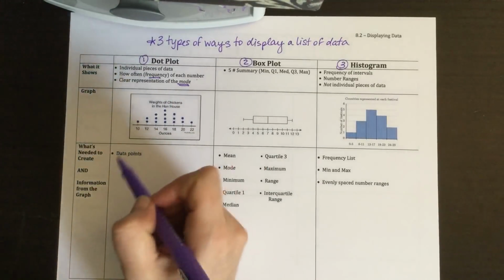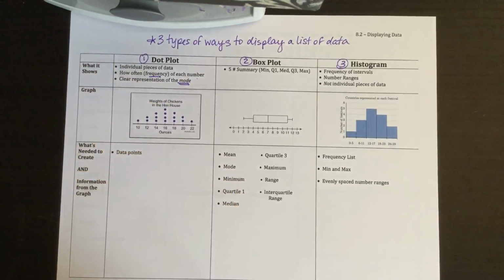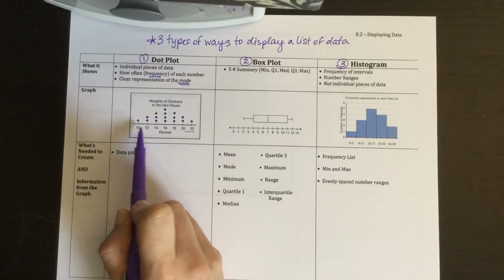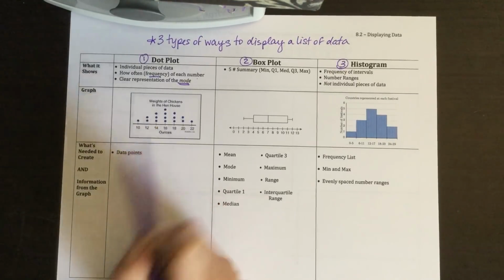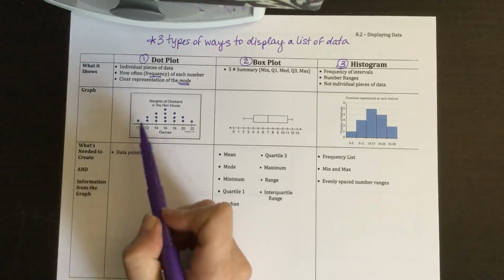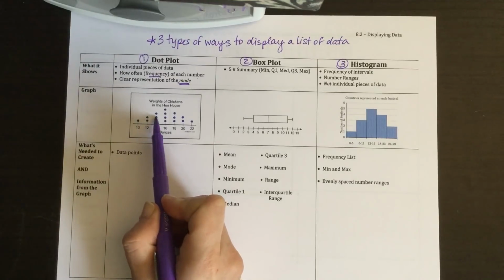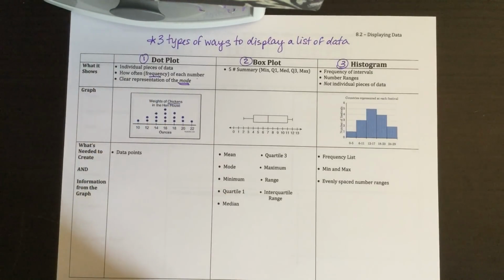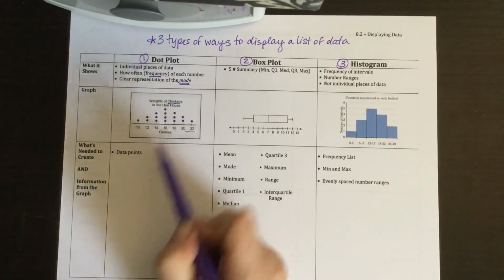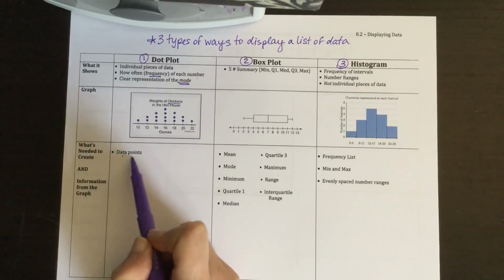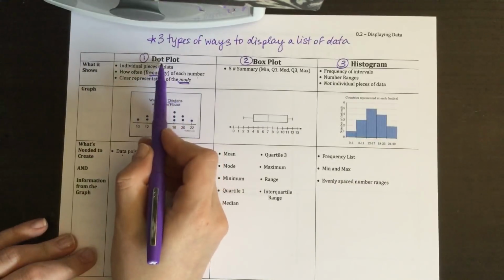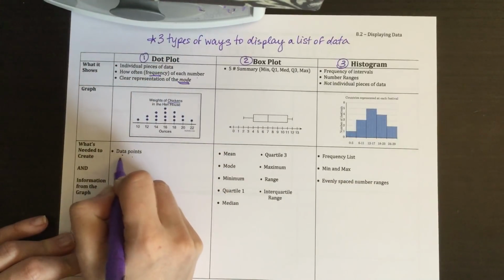So if we take a look at this graph here, we've got the weights of chickens in the hen house, in ounces. And we've got 10, 12, 14, 16, 18, 20, and 22. Those are different data points. There are different weights, okay? Now, each of these dots represents another chicken here, okay? So what we need in order to create it, and also if we're given it, what we can take from it is our data points, okay? Specifically, how we read a dot plot, okay, is it tells us our frequency.